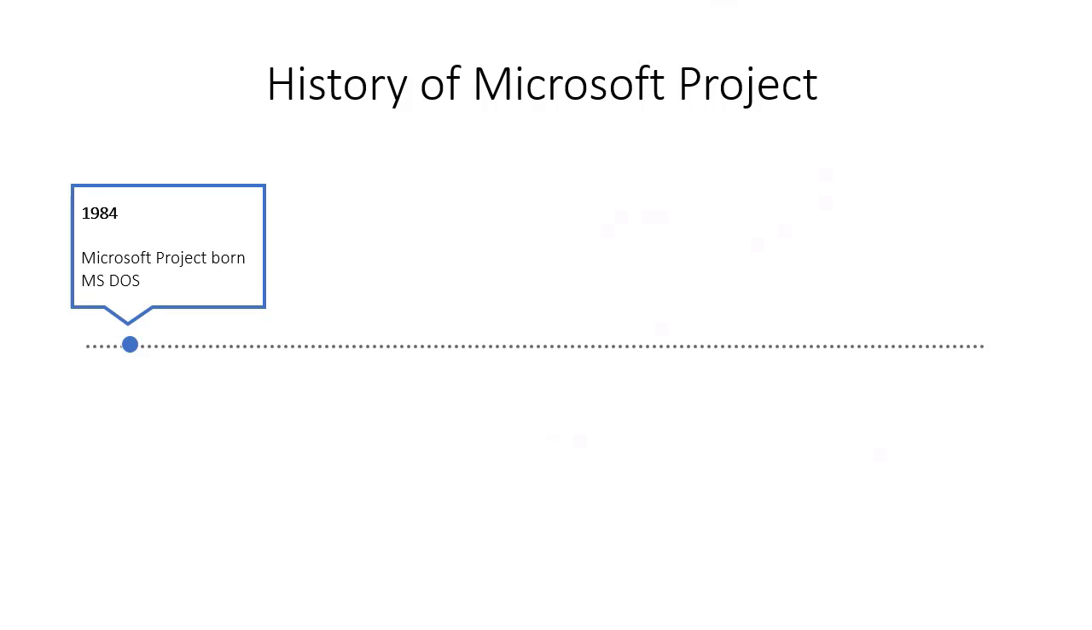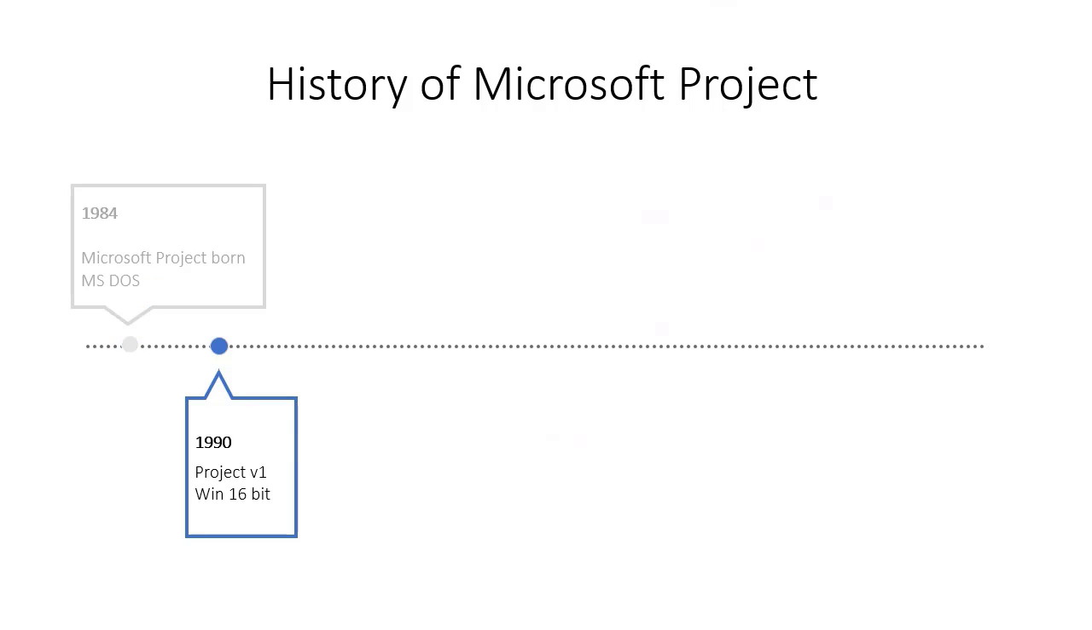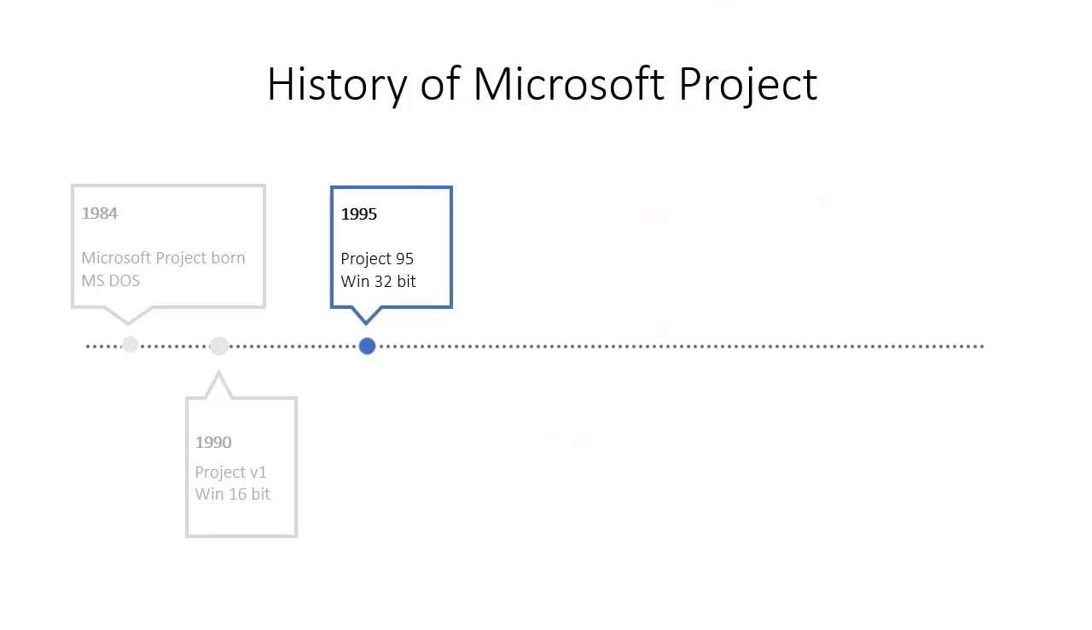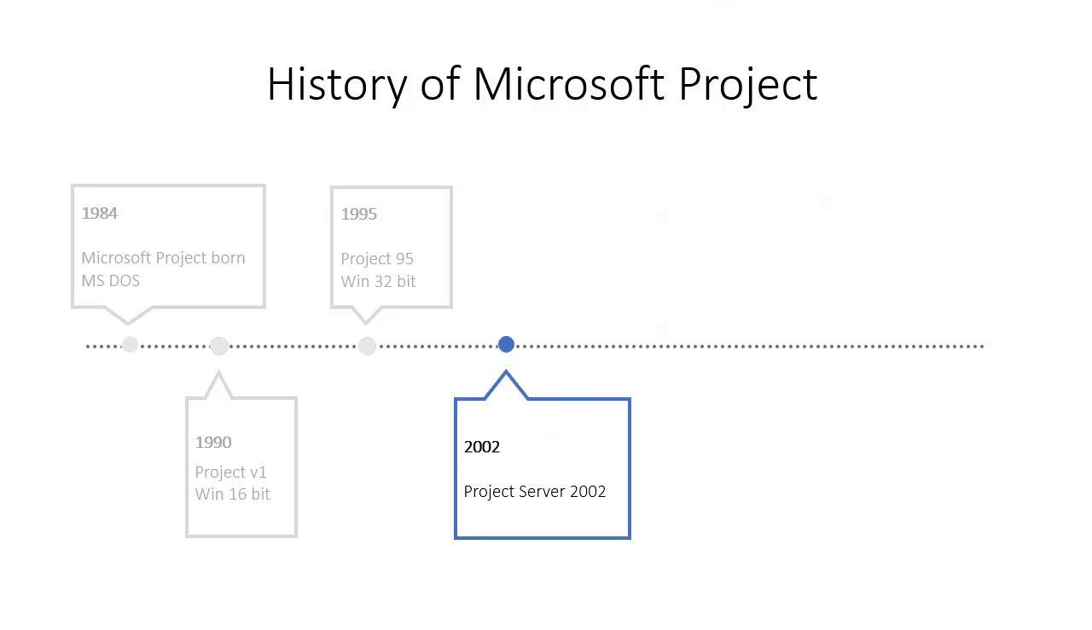Most people maybe don't even know what MS-DOS is. I spent a long time playing around with that. Here's then the timeline of the important focus areas of projects, if you like, or important timeline items. In 1990, it was renamed Project version 1, which was a Windows 16-bit application. In 95, we had Windows 32-bit. Not all of Windows was 32-bit. Project for Windows 95 was a 32-bit application, but you know, Christ, I do remember it being released.